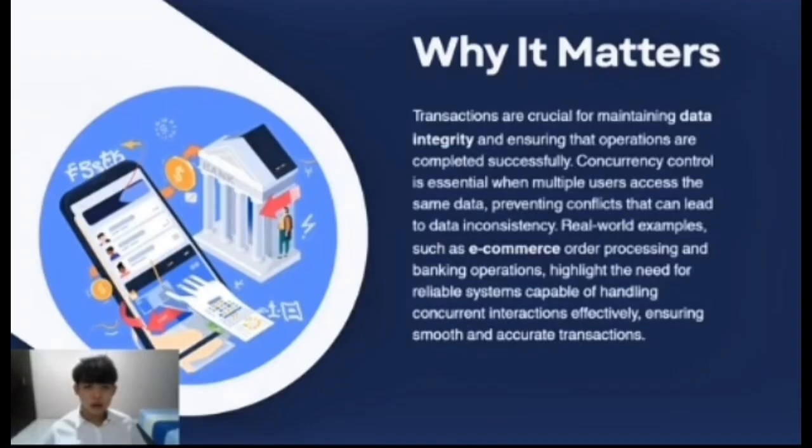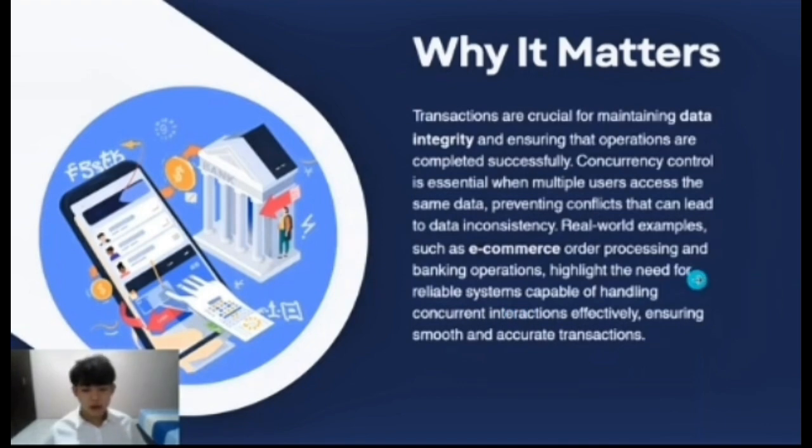So why does it matter? Transactions are crucial for maintaining data integrity and ensuring that operations are completed successfully. Concurrency control is essential when multiple users access the same data, preventing conflicts that can lead to data inconsistency. Real-world examples such as e-commerce, order processing, and banking operations highlight the need for reliable systems capable of handling concurrent interactions effectively, ensuring smooth and accurate transactions.